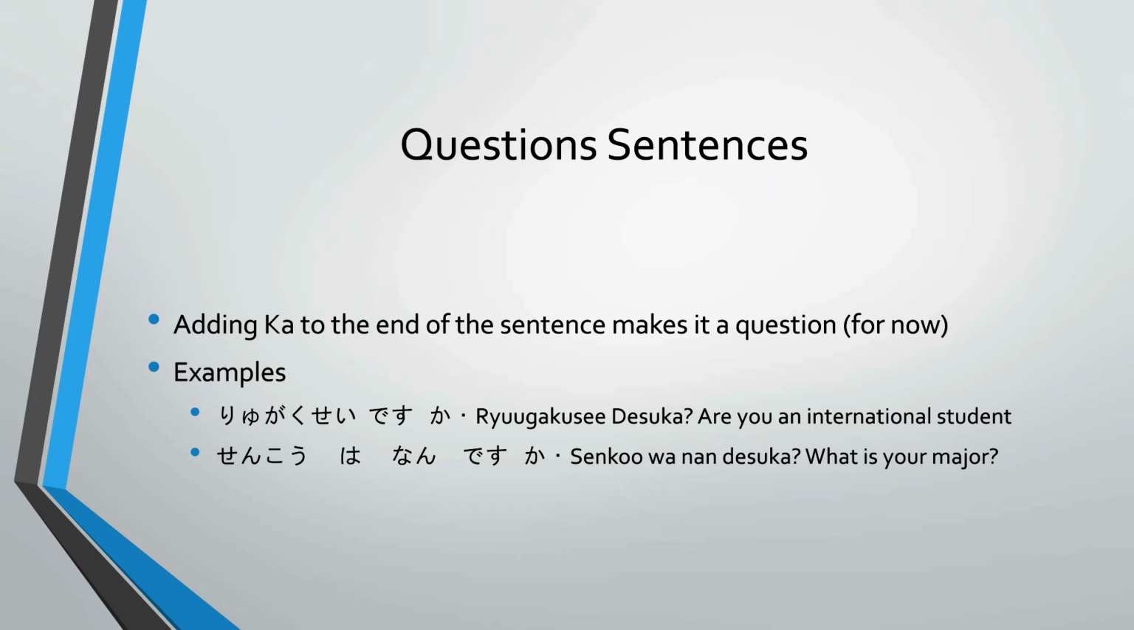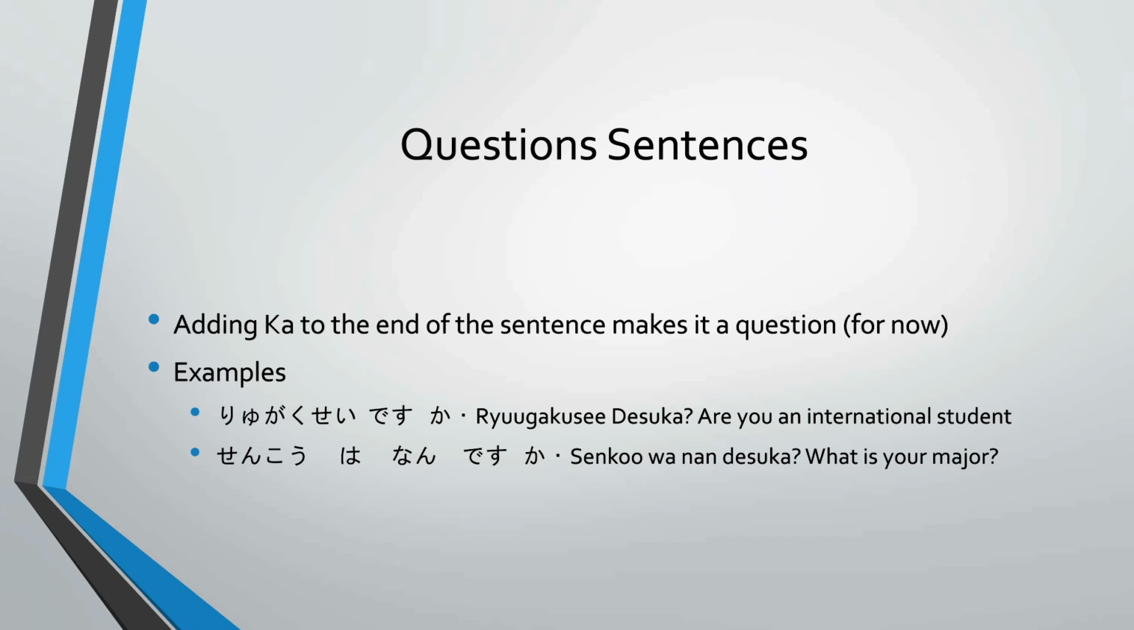Now we're going to move over to some question sentences. When you're making question sentences, it's sort of easier for right now in the beginning stages, as you're going to add ka to the end of the sentences, which makes it a question. So some examples of that are Ryuugakusei desu ka? Are you an international student? And then there's Senkou wa nan desu ka?